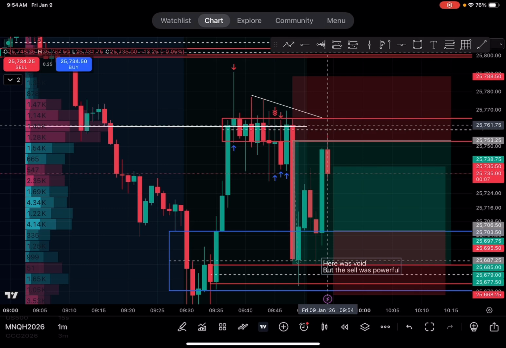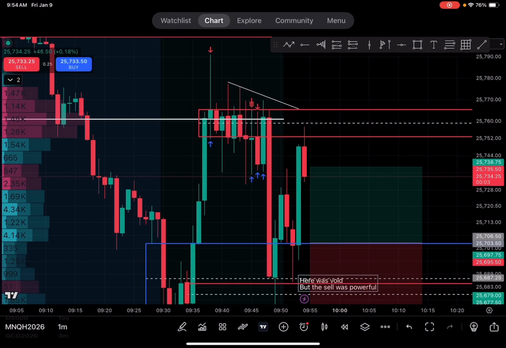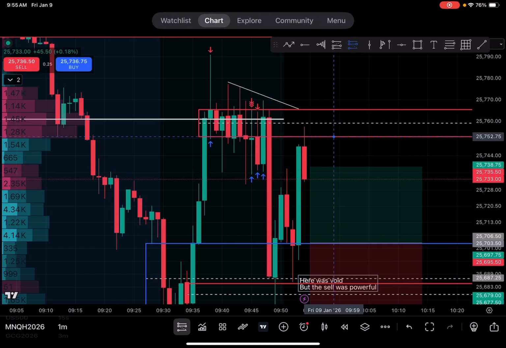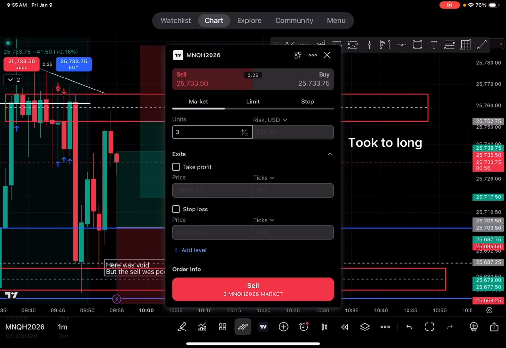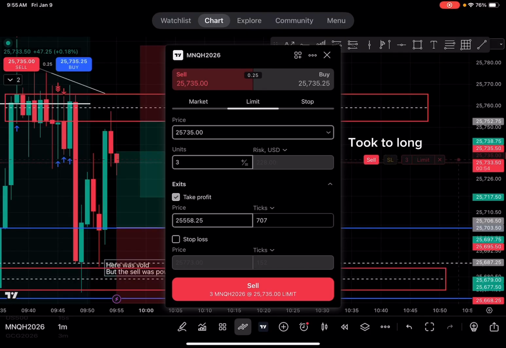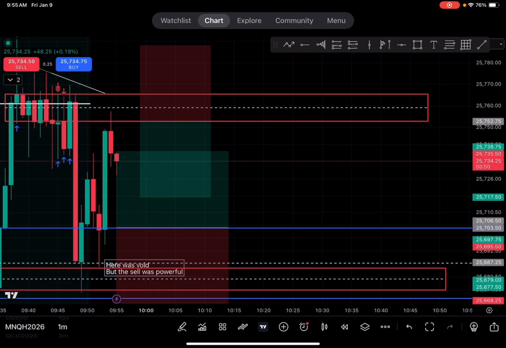Would a one-to-one from there be worth it? I want to say yes as a continuation entry. Limit. See, we're still trading. We're still creating more structure.